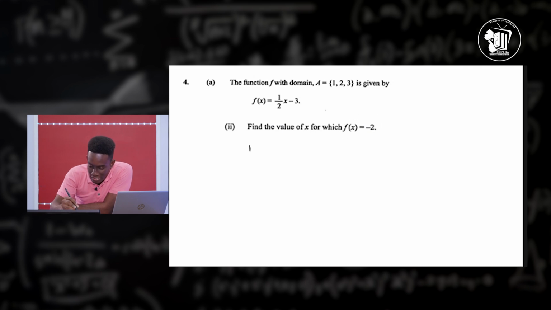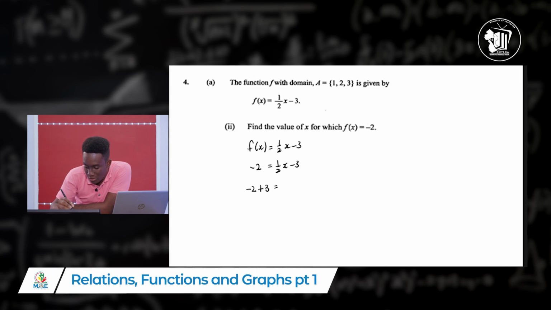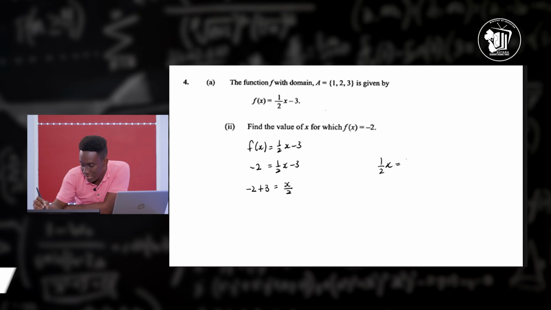So we'll write back f of x is equal to half x minus 3. Instead of f of x, we'll replace it with negative 2, because they said f of x is equal to negative 2. So this will be negative 2 is equal to half x minus 3. Now they want us to find the value of x, so we just solve like a normal equation. So this 3 is subtracted, we take it over and will add. So you'll have negative 2 plus 3 is equal to, now half x is the same as x over 2, right?